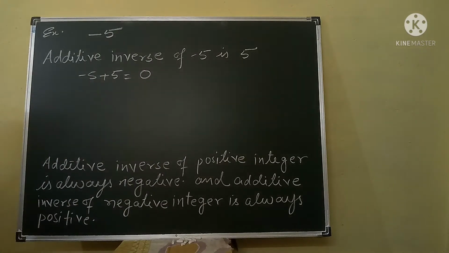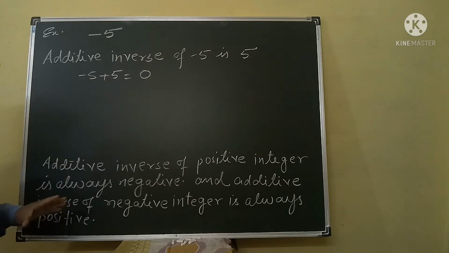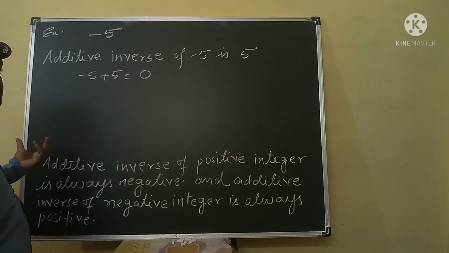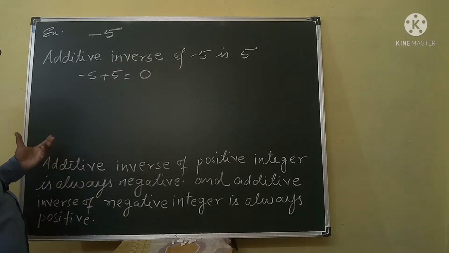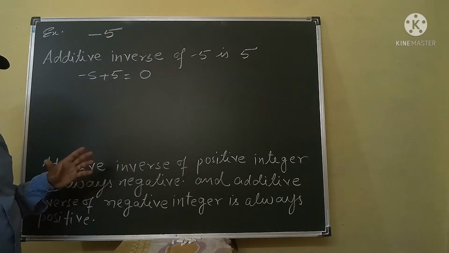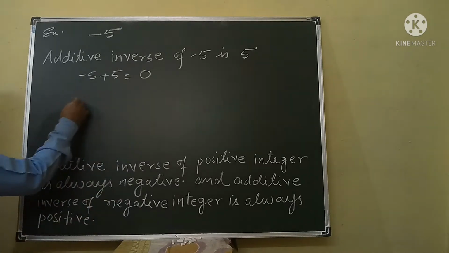So what is the main basic point? Additive inverse of a negative integer is always positive, and additive inverse of a positive integer is always negative.